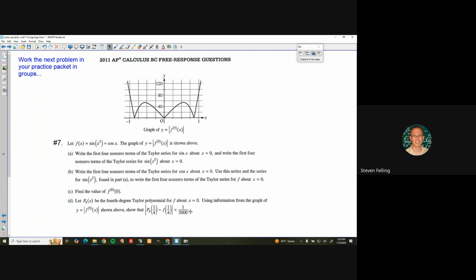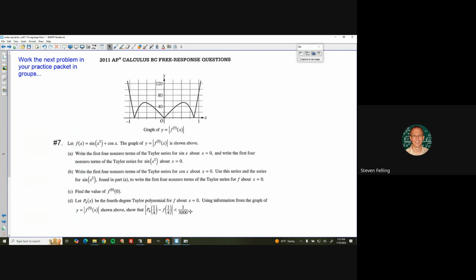It says, let f of x equal sine of x squared plus cosine of x. And they give the graph of the fifth derivative of f, shown above over a region. A, write the first four non-zero terms of the Taylor series for sine of x about x is 0, and write the first four non-zero terms of the Taylor series for sine of x squared about x is 0. B, write the first four non-zero terms of the Taylor series for cosine of x about x is 0, and then use this series and the series for sine of x squared found in part A to write the first four non-zero terms of the Taylor series for the given function f about x is 0.